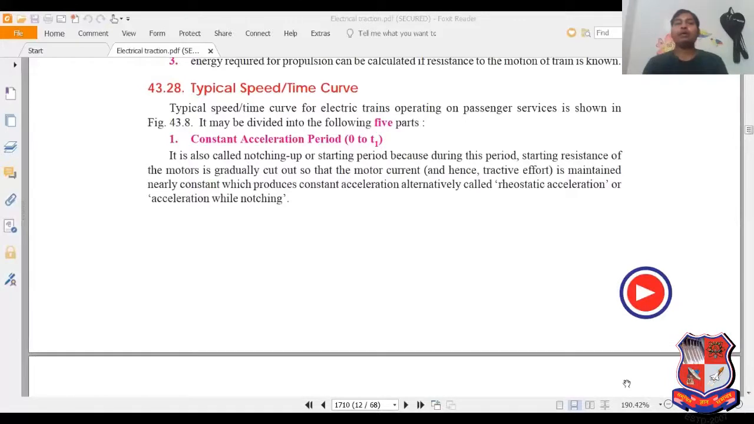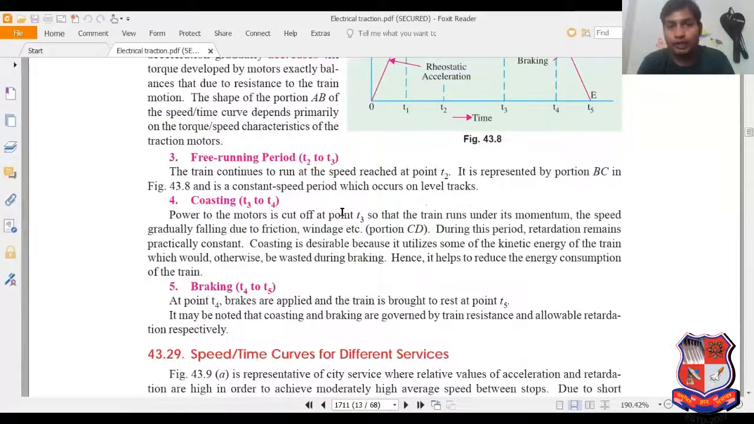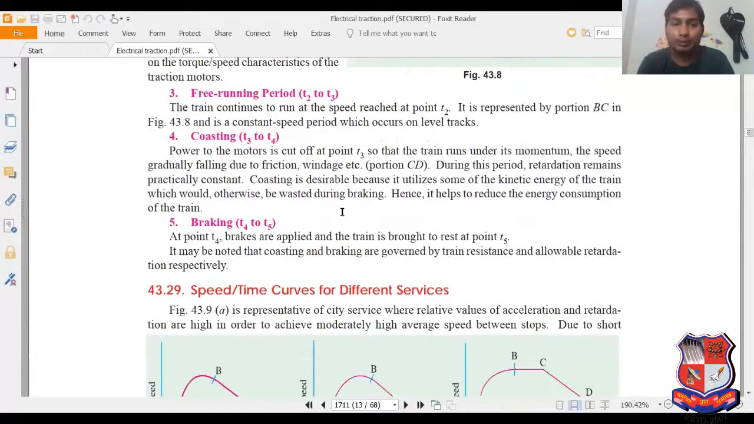Okay, now I want to discuss a few more things about speed time curve. Actually, we discussed a typical speed time curve, in which we discussed constant acceleration period, then acceleration on speed curve T1 to T2, then free running period T2 to T3, then coasting, then braking.